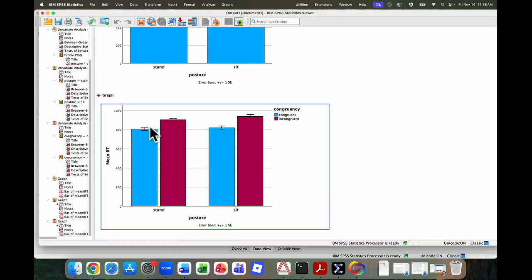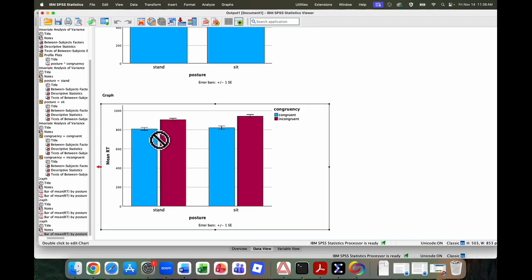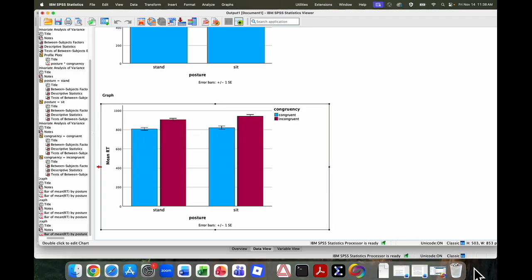Yay, it works. So here you can definitely see by looking at the error bars and the means that there is a difference between congruent and incongruent, but there really does not seem to be a difference between standing and sitting.